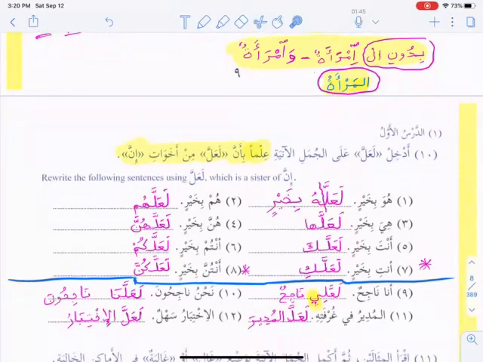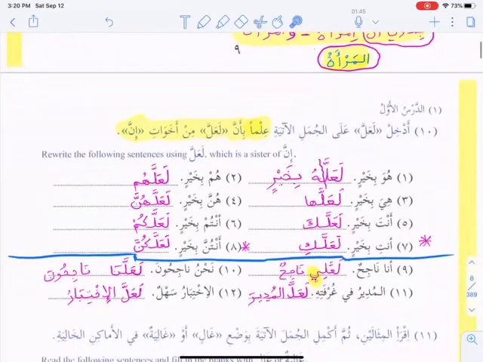And now here, there are two more. Ana najihun. La'alli. This is important, remember. La'alli najihun: I hope I'm successful. La'alli: see, the ya of the mutakallim comes to represent ana. Okay. And nahnu, la'allana najihun: we are hoping we are successful.